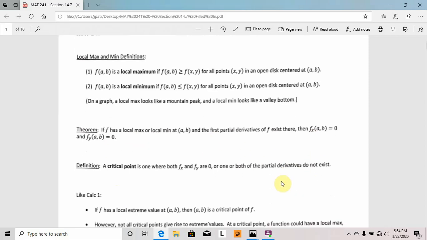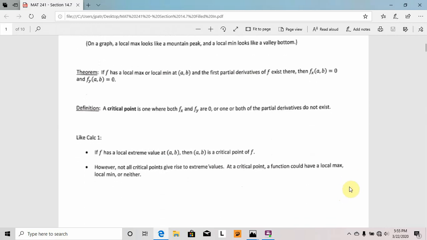And then the definition of a critical point, again, is about the same as Calc 1. It's either where both of the partial derivatives are 0, or one or both of the partial derivatives doesn't exist, which I don't think is going to come up in this section at all, but that is true. So might as well have the full definition instead of a half definition.